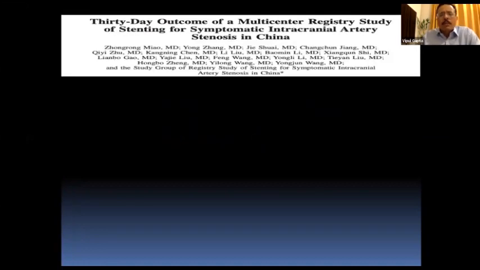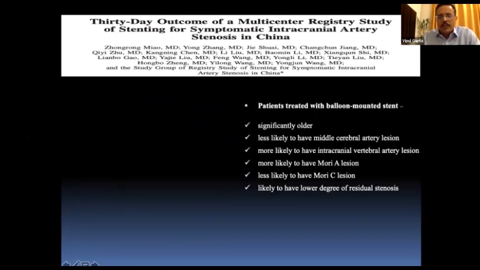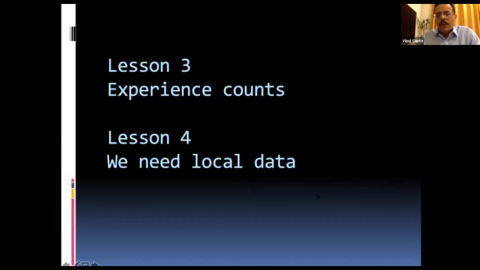And this was the paper, a multi-center registry published from China, in which 300 patients, almost half of them balloon mounted, half self-expanding, had only 4.3% complication rate. And in balloon mounted stents, they were used in older patients with more proximal stenosis, where the intracranial vertebral artery was very amenable, a simpler kind of stenosis, and they tended to have less residual stenosis.